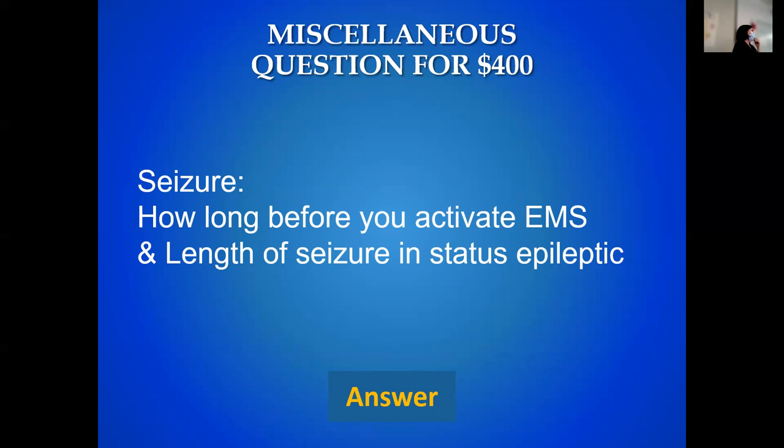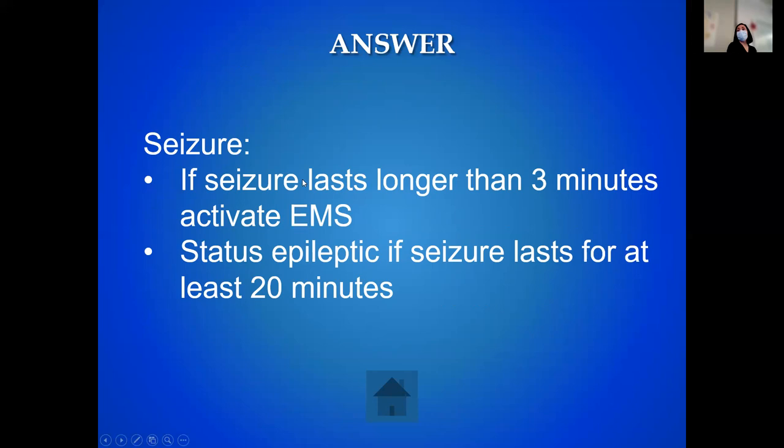Okay. If a seizure lasts longer than 3 minutes, but for status epilepticus, you always call EMS with this one, right? Well, nobody's waiting 20 minutes. And you wouldn't probably know anyways, so this is more book knowledge. This kind of epileptic seizure is longer lasting and they really have to deal with it in the hospital.